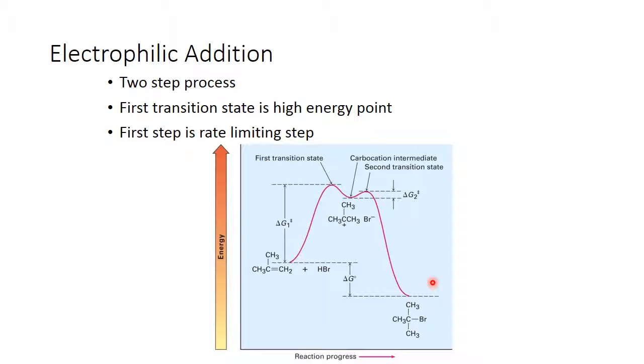The rate limiting step is right here, where there's such a huge activation energy because the proton adds to this to make a high energy state. This takes a good bit of energy for the proton to add. So that is a slow and rate limiting step.